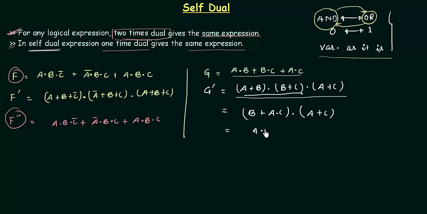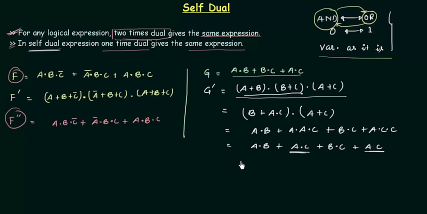A and B I have, A and C I have, B and C or A and C or C. I have just opened the bracket and I have this result. We will further minimize it. A and A is definitely A, A and C, B and C, A and C is A and C. These two min terms are same and we know X or X is equal to X. So I will write A and B or B and C or A and C.